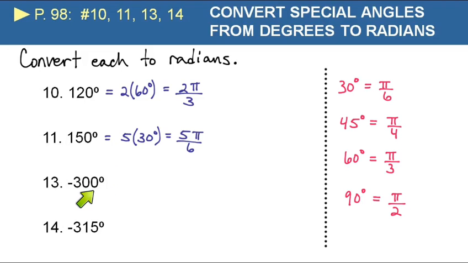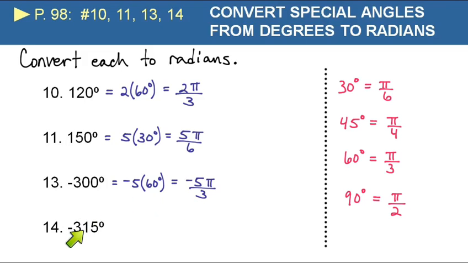Let's do negative 300 degrees. Well, of course 30 will go into 300, but remember I said when you have a choice, always use the larger number. So 60 will also go into 300. So let's write negative 300 as negative 5 times 60 degrees. And then we'll trade out pi over 3 in place of our 60. And so negative 300 degrees is equal to negative 5 pi over 3 radians.